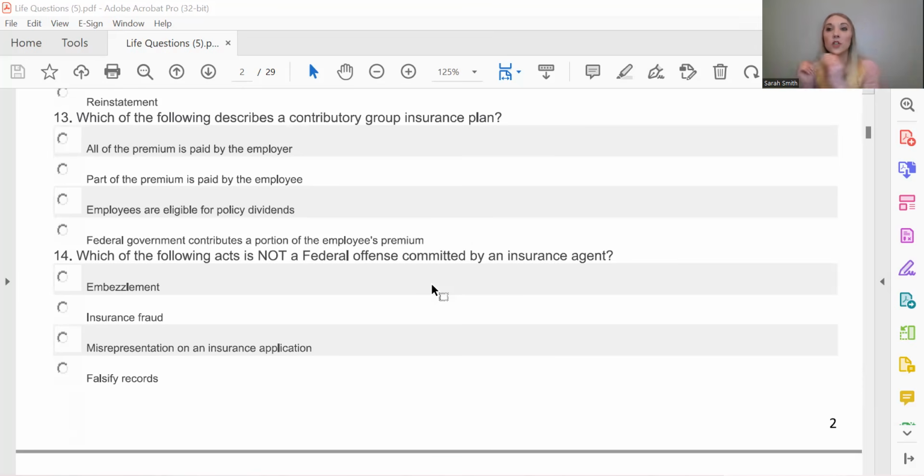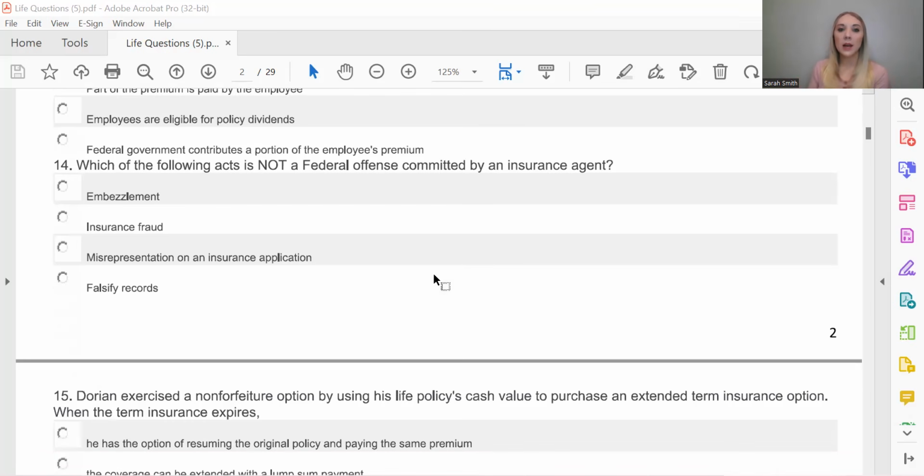Now, of course, the word contributory should probably set off your little radar. Contributory means that, yes, we, the employee, are going to be contributing, so it is B. Part of the premium is paid by the employee.